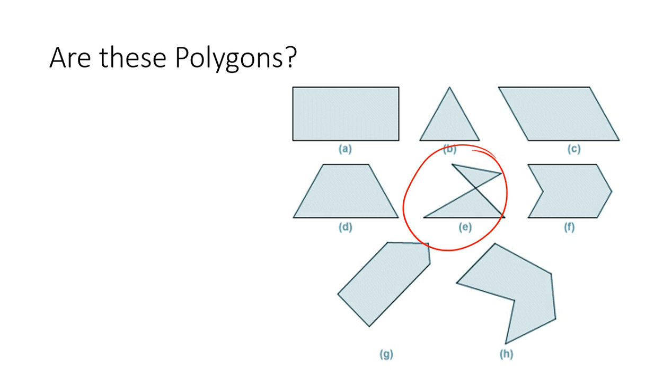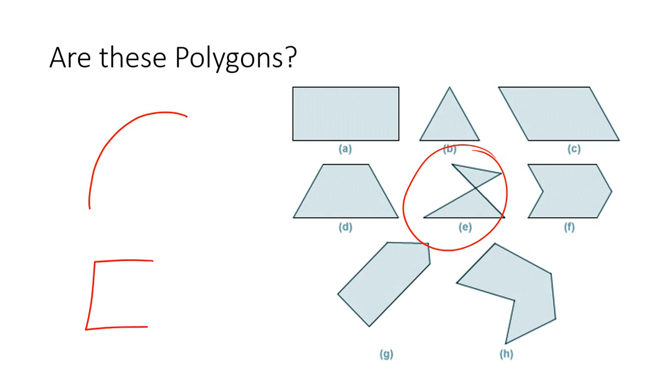As you see, it's crossed. You have 2 shapes that are stuck together. That is not a polygon. Other things that aren't polygons: if you have any type of curve in it, so if any of the sides are curved, it's not a polygon. Or if the shape is not closed, it's also not a polygon.